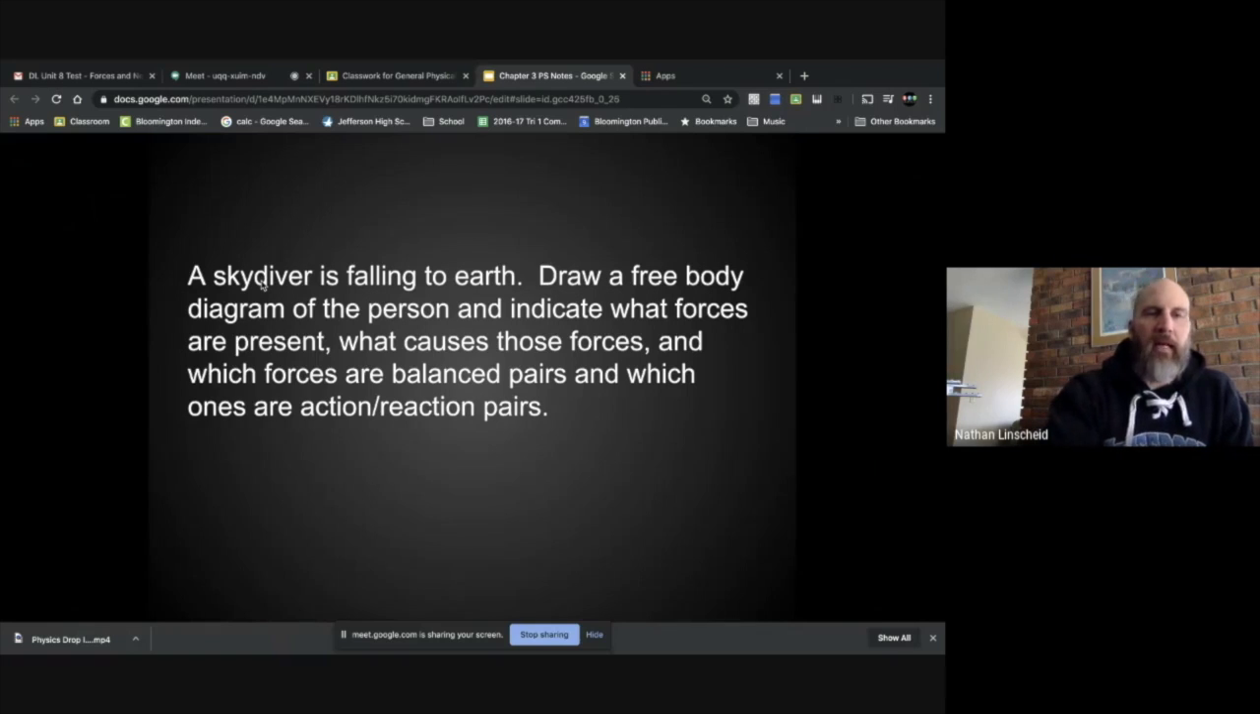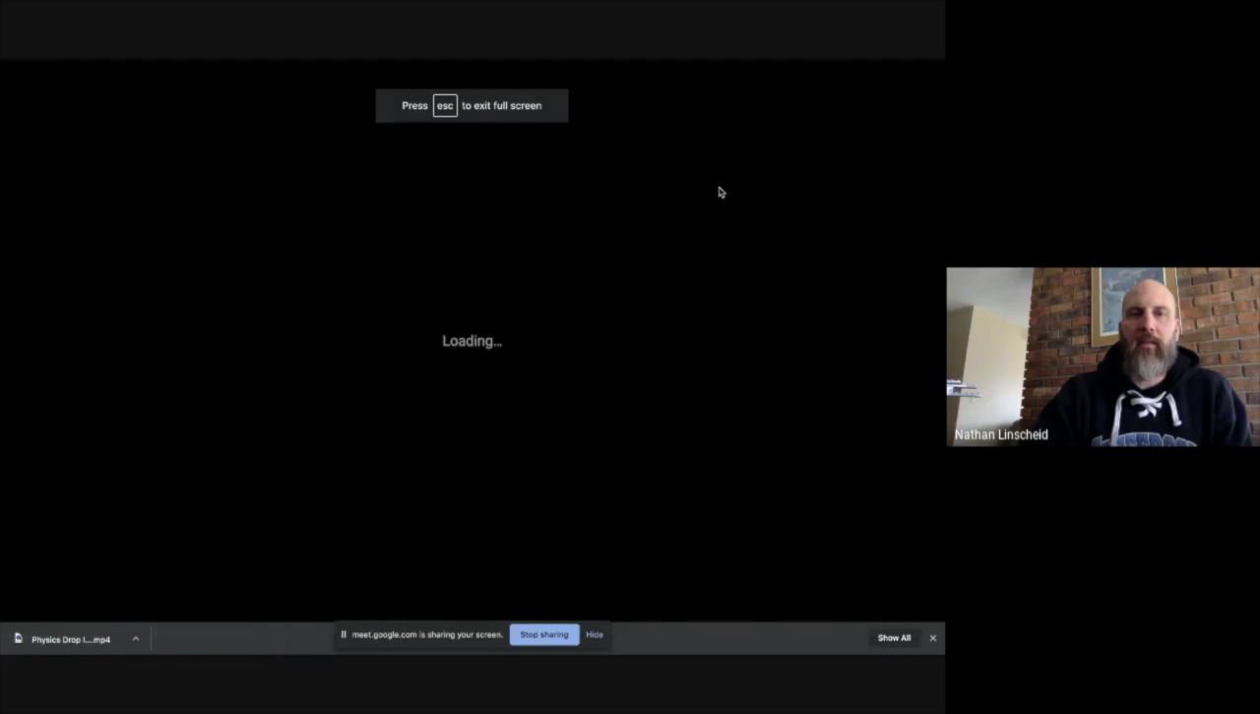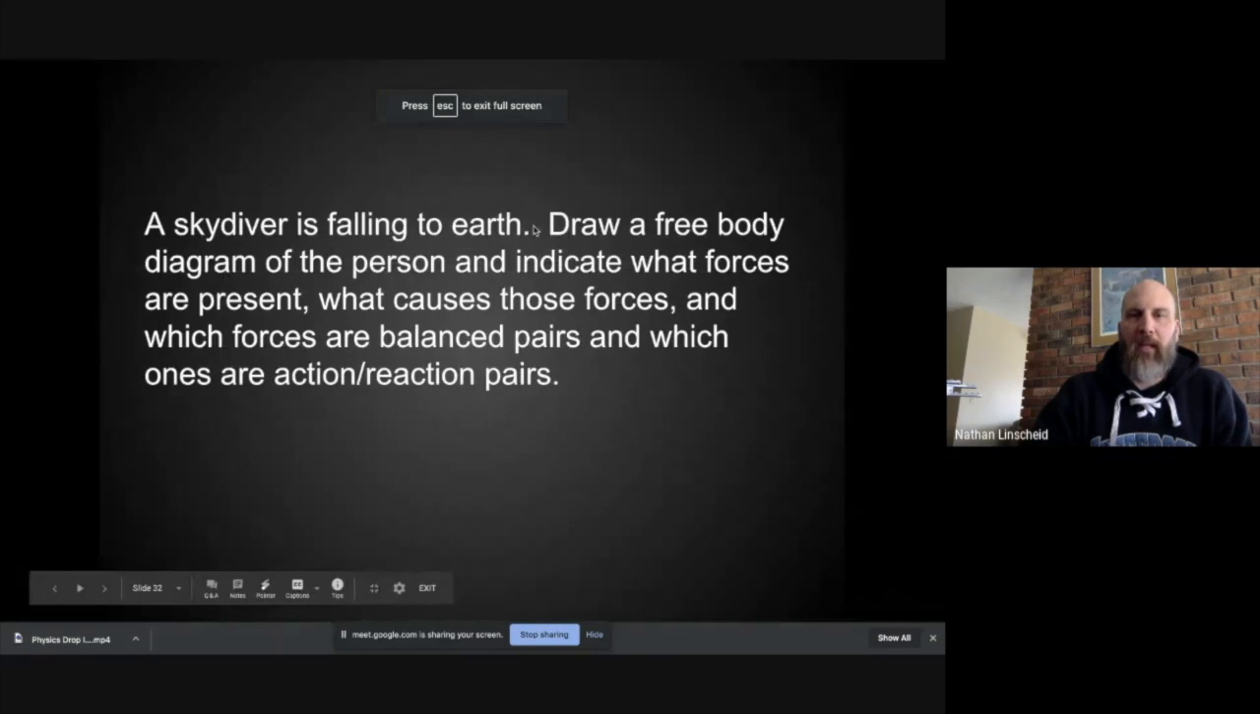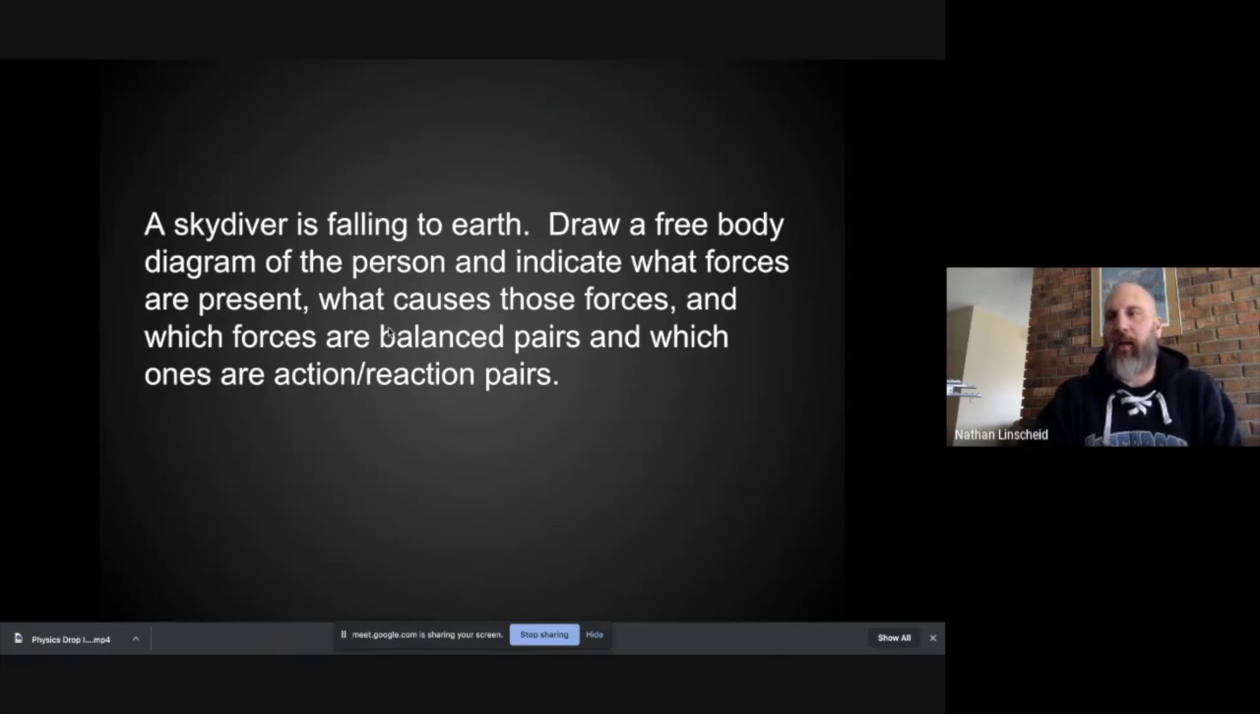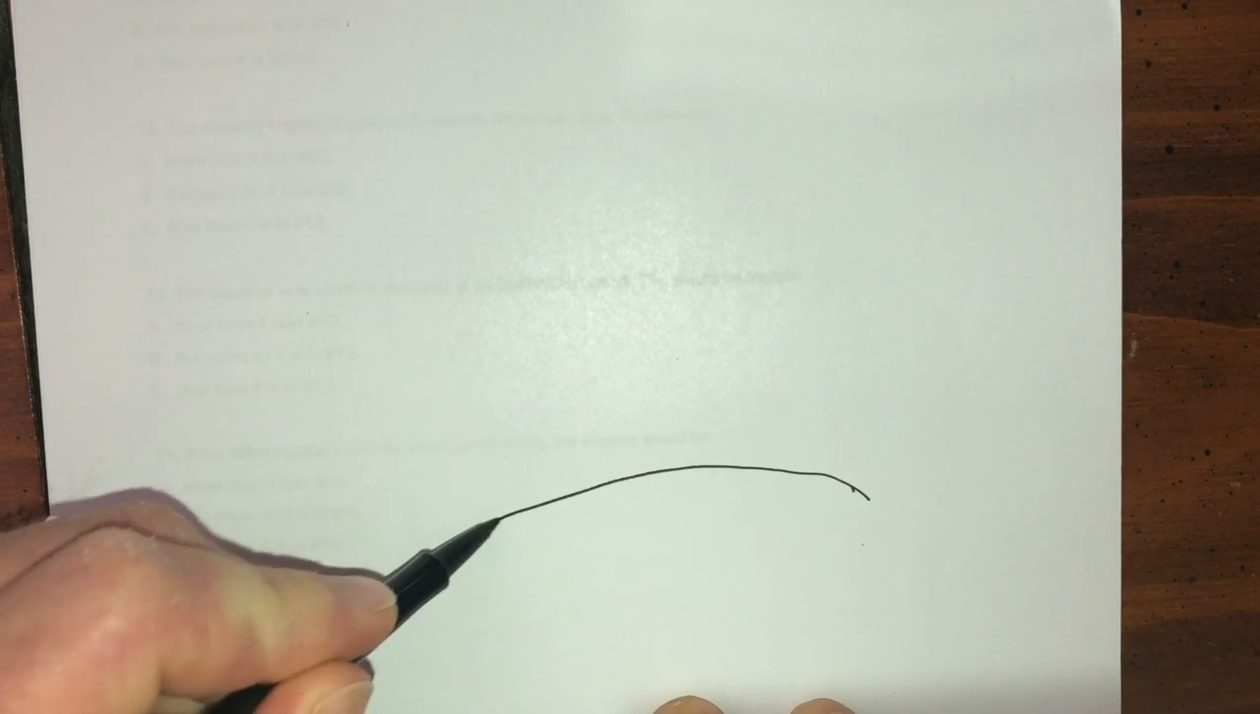Or think about the example of a skydiver who is falling to Earth. And it says, draw a free body diagram of the person and indicate what forces are present, what causes those forces, and which forces are balanced pairs, and which ones are action-reaction pairs. Okay, so let's take a look at this skydiver who's falling to the Earth. Here is the Earth.